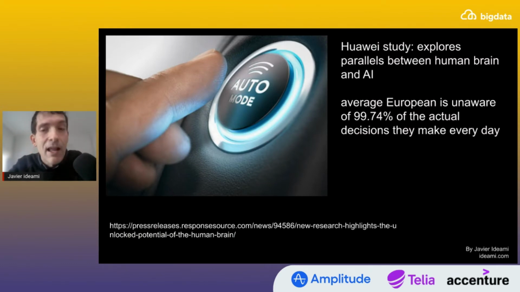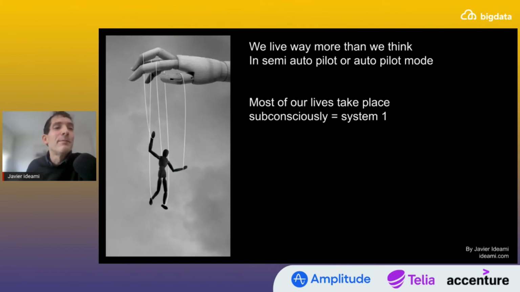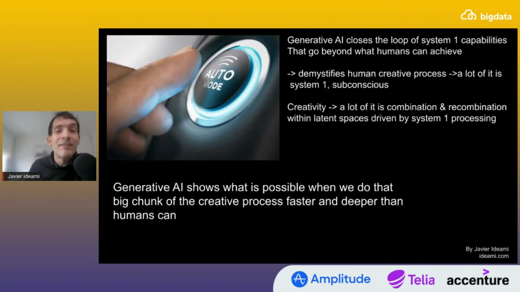And there are many studies, like this one of Huawei, that tell us that human beings take around 35,000 decisions per day, and we're only aware of 0.24% of them. What does this mean? It means that we live way more than we think in semi-autopilot or autopilot mode. Most of our lives, in fact, takes place subconsciously, which is System 1. So generative AI is closing the loop of System 1 capabilities that go beyond what humans can achieve. It demystifies the human creative process, and a lot of that process is System 1, subconscious.